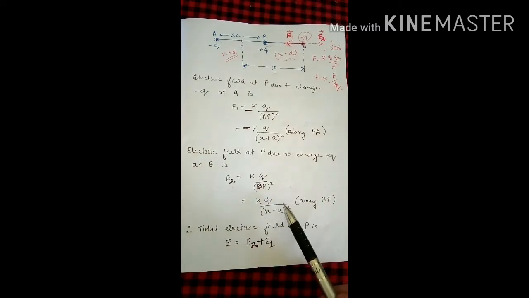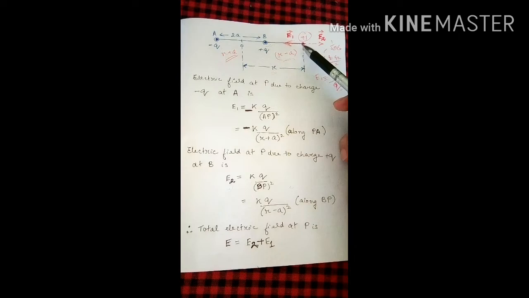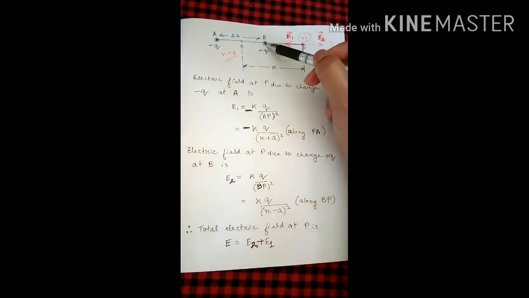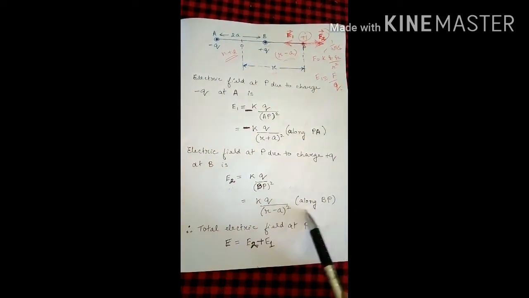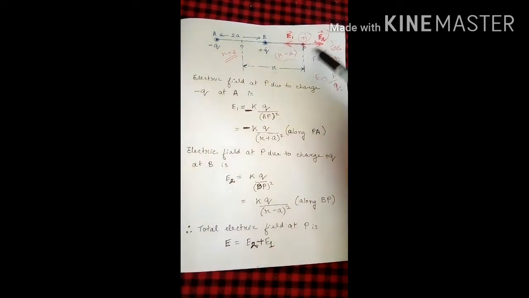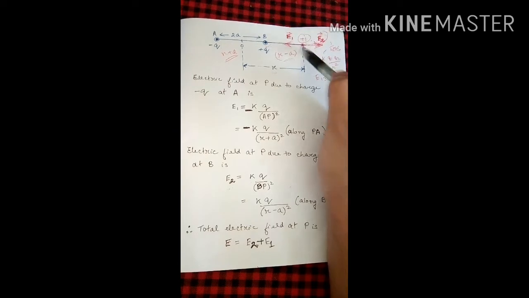What will be the direction for the second electric field intensity E2? This is a positive charge and this is also a positive charge. So this positive charge will try to repel this positive charge. As a result, this charge will experience a force in this direction. So we can write the direction of E2 to be along this direction, or we can say that it is along BP. Here there is B and here it is P. So the direction of electric field is along BP, not in the direction PB.